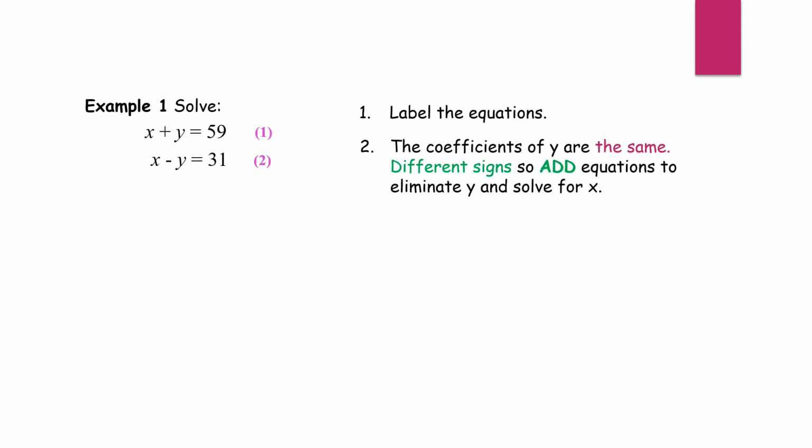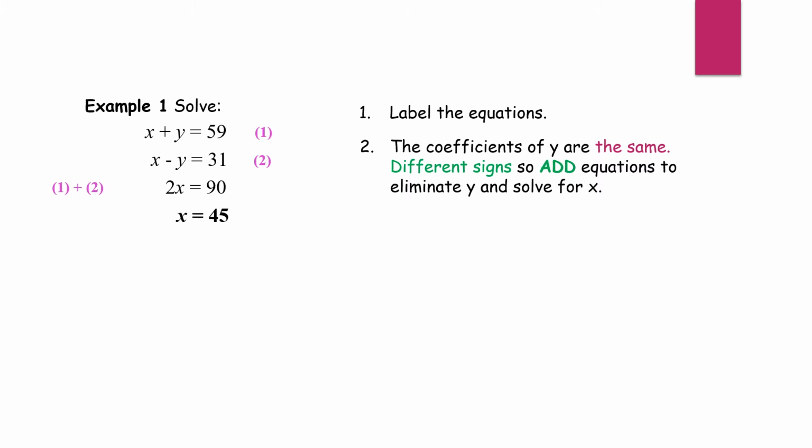Next, the coefficients of y are the same, so they have different signs. We've got a positive y in equation 1 and a negative y in equation 2. So we're going to add the equations to eliminate y and solve for x. If we do equation 1 plus equation 2, we get 2x equals 90. We need to isolate x, so we're going to divide both sides by 2, and that leaves us with x equals 45.